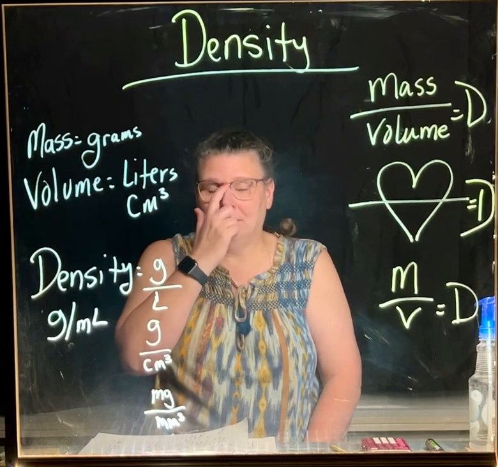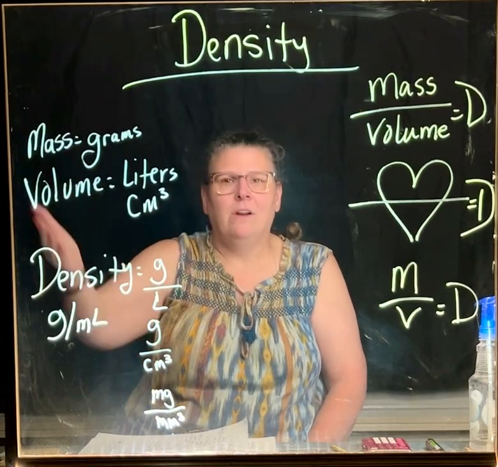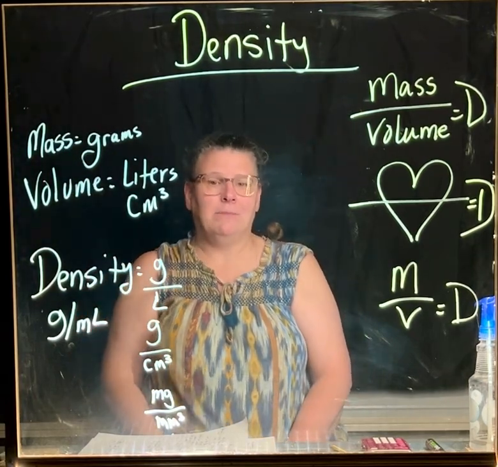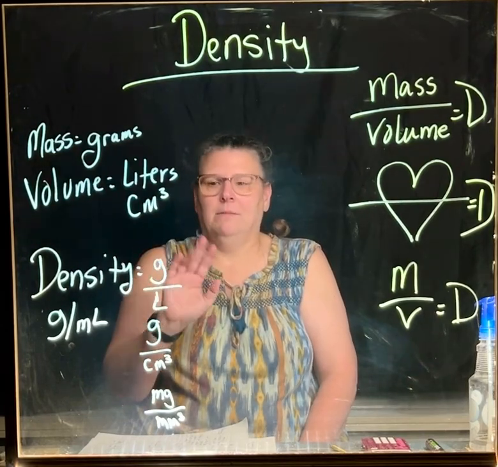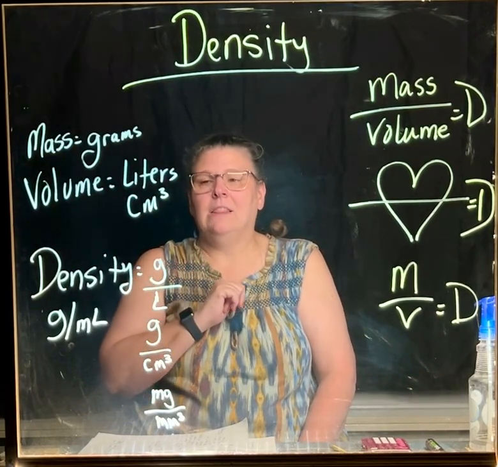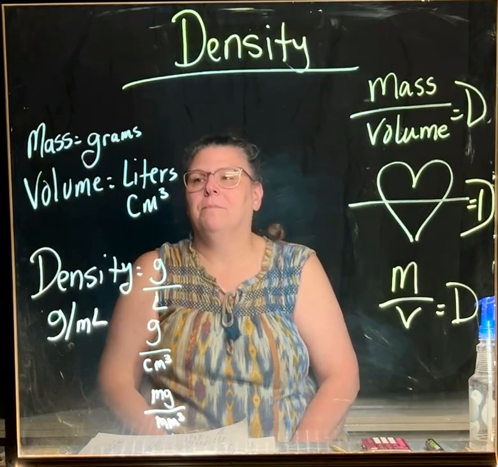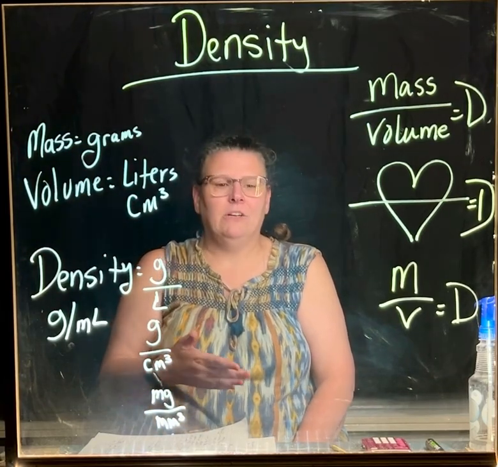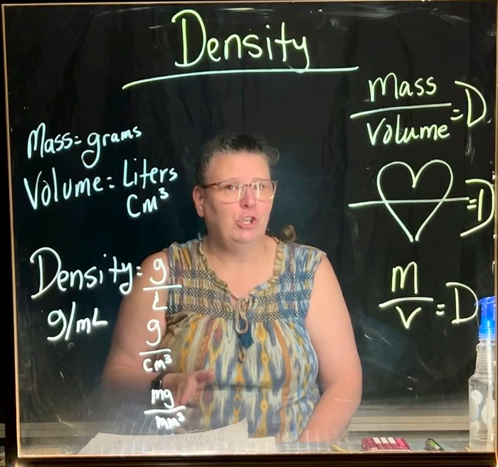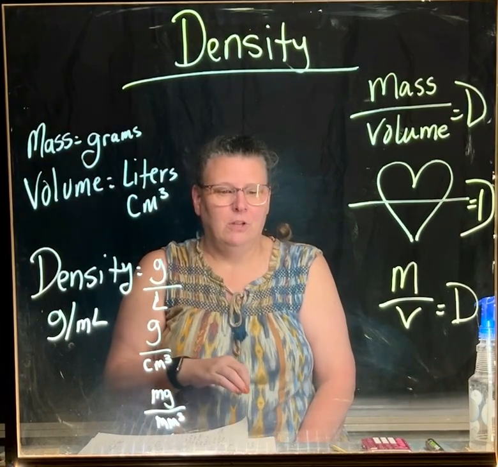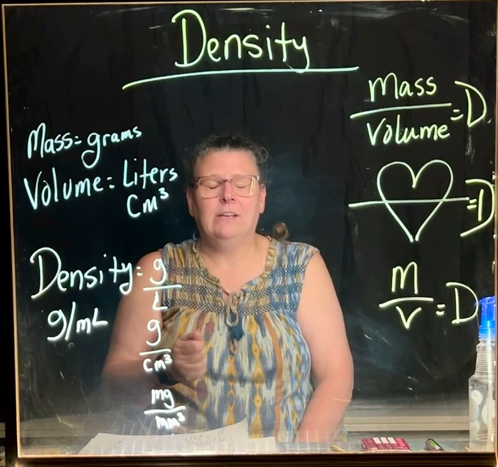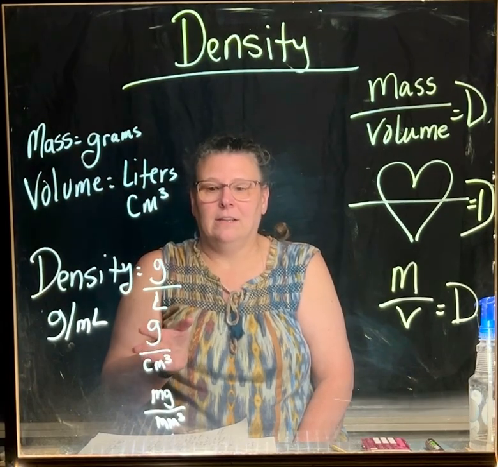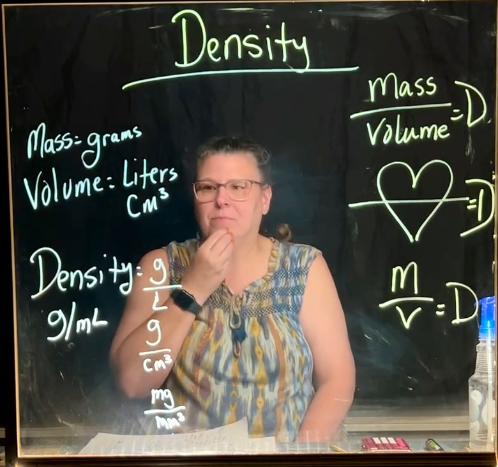Some things that trip kids up. What are the units for mass? Mass is in grams. It could be milligrams, kilograms, centigrams, hectograms, anything that has grams in it. Volume can be liters, milliliters, centimeters cubed, meters cubed, millimeters cubed. It could be kiloliters, decaliters, anything that has liters in it.